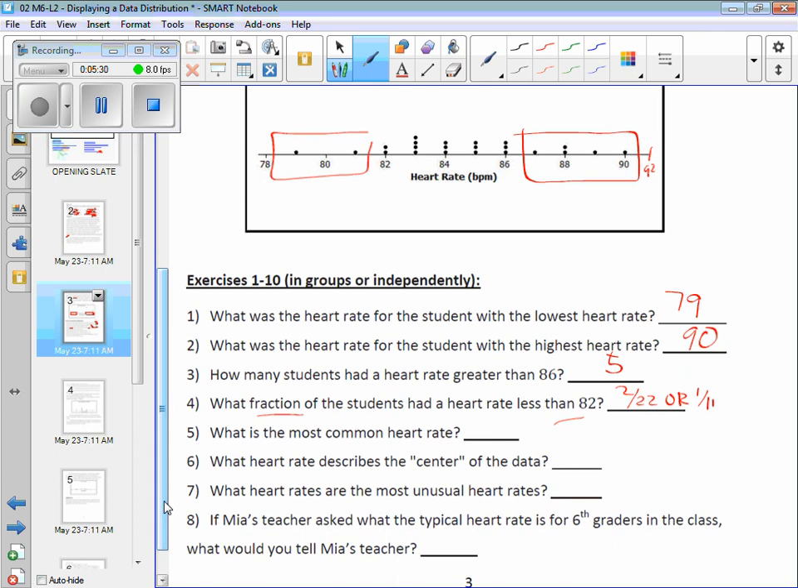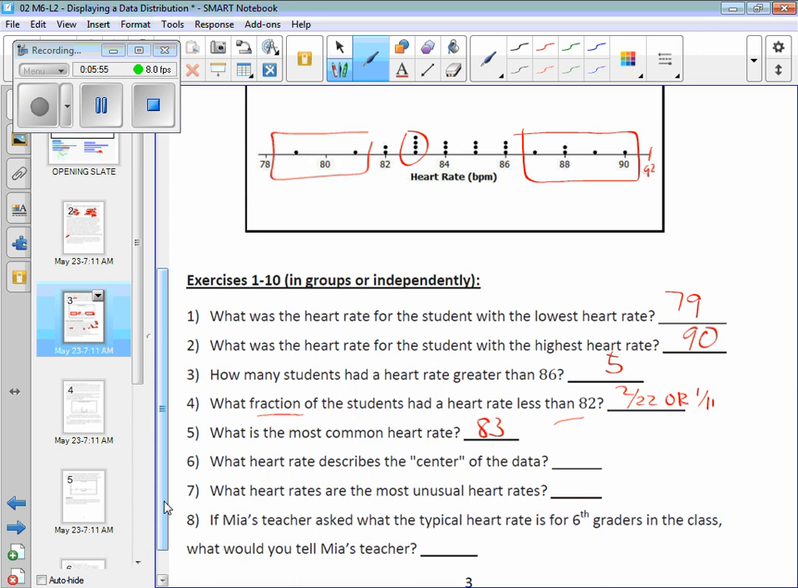What's the most common heart rate? Most common. Raise your hand. Lauren. Does everybody agree with 83? Why? It has four people that had that rating. Nobody else had that many. So it is 83.